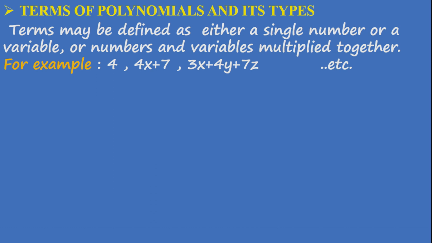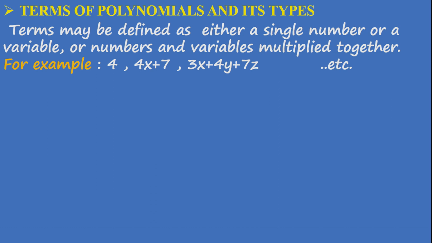In another polynomial, 3x + 4y + 7z. 3x, that is a multiplication of a constant and a variable, so that is also a term. 4y, that is also a term. 7z, that is also a term.